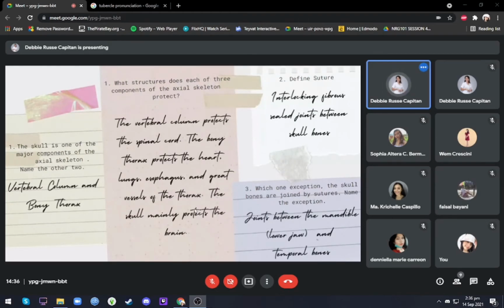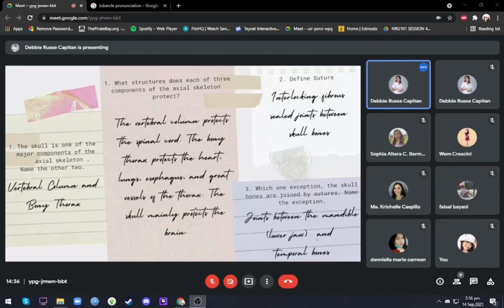The vertebral column protects the spinal cord. The bony thorax protects the heart, lungs, esophagus, and great vessels of the thorax. And the skull mainly protects the brain. Number 2, define suture. A suture is an interlocking fibrous joint between skull bones.